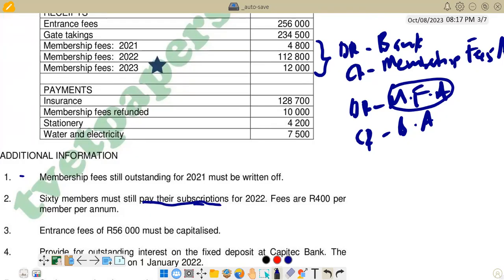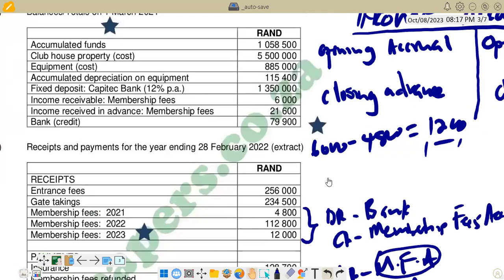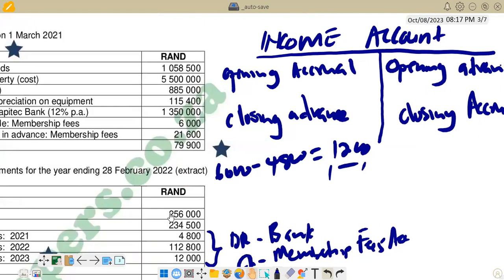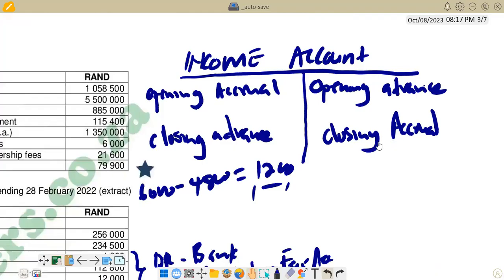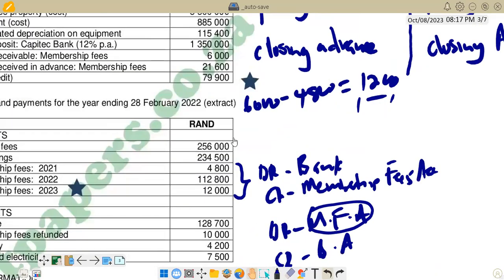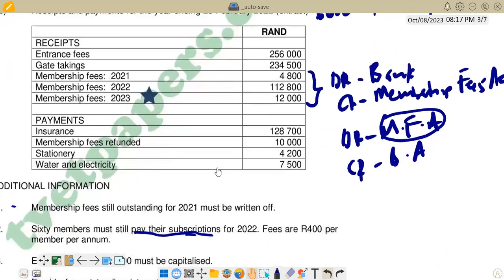Remember the treatment of accrual at the end, according to the breakdown that we gave there. We said it should come on the credit side of the income account. So in this case, we've got the membership fees account, and we have 60 members. To get the total there, we multiply 60 by 400, and we get 24,000.